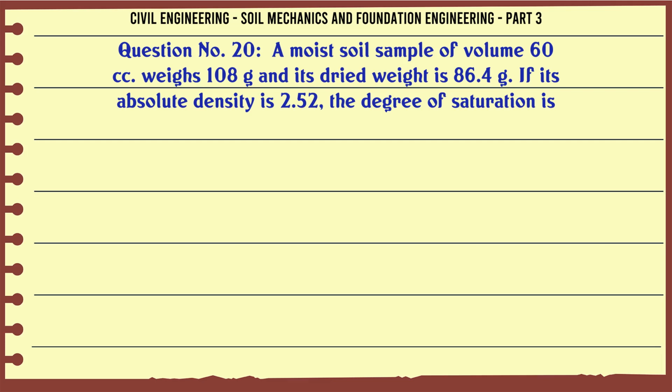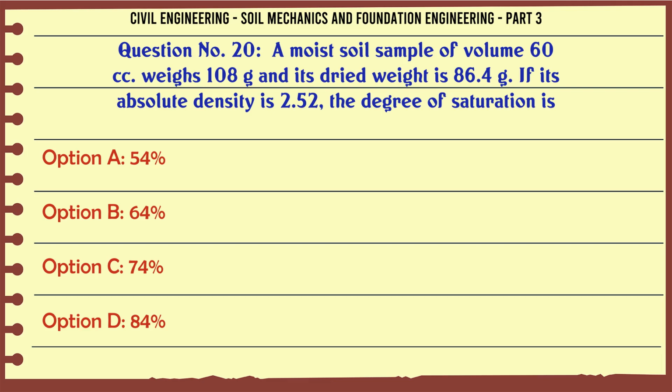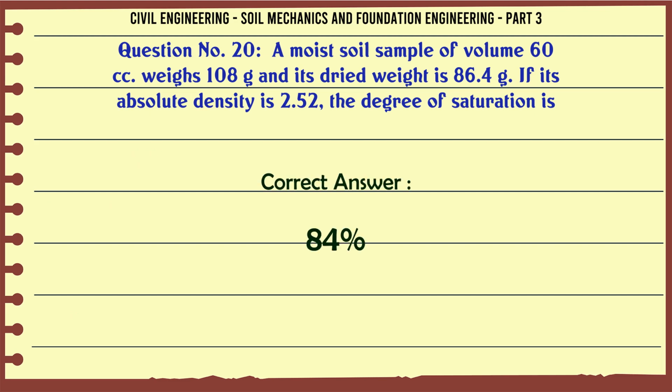A moist soil sample of volume 60 cc weighs 108 g and its dried weight is 86.4 g. If its absolute density is 2.52, the degree of saturation is: A. 54, B. 64, C. 74, D. 84. The correct answer is 84.